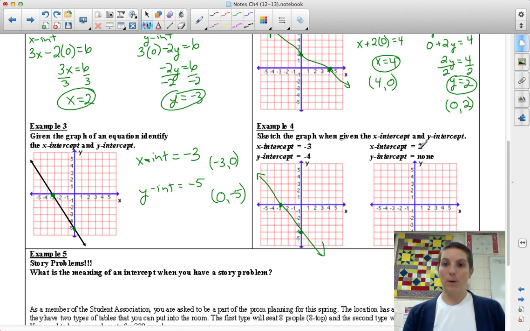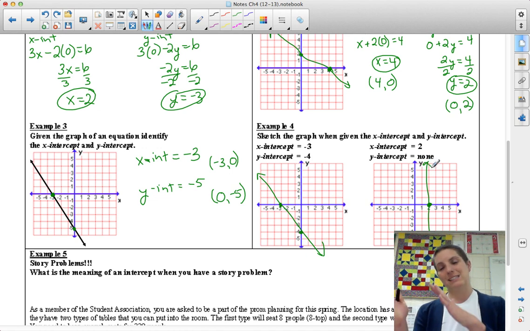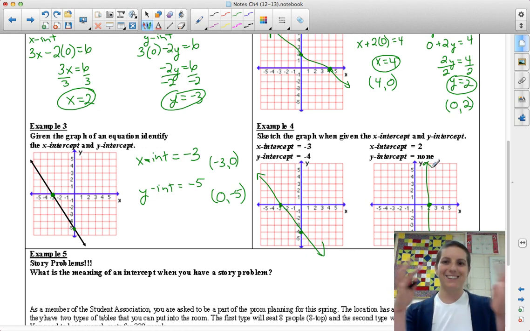Let's go to the second problem though. An x-intercept at +2, so we're on the x-axis and I need a point at +2, and there's no y-intercept. That tells you that the graph never touches the y-axis. The only way that it could never touch the y-axis was if it were parallel to the y-axis. It's the only way that could happen. If it was slanted either way, sloped either way, then it would eventually touch the y-axis. We don't want it to ever touch, so we should have drawn a vertical line.